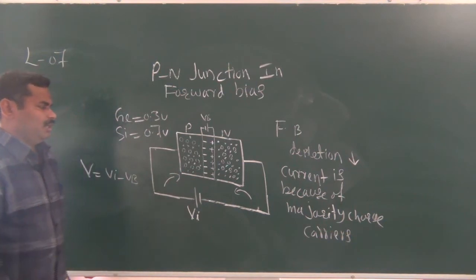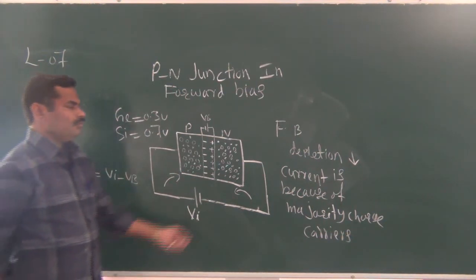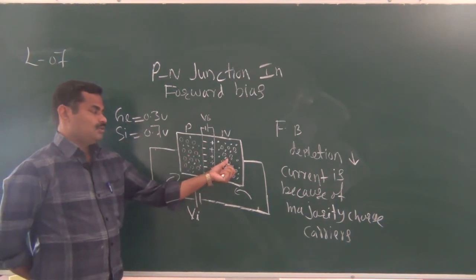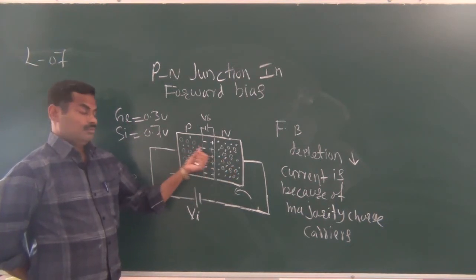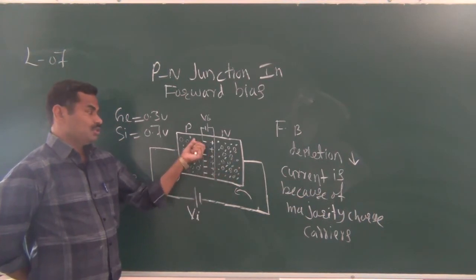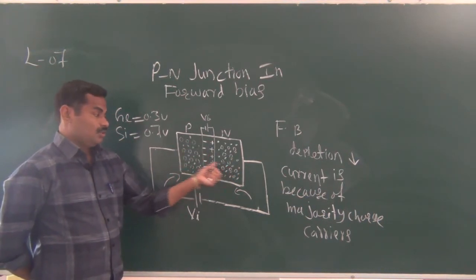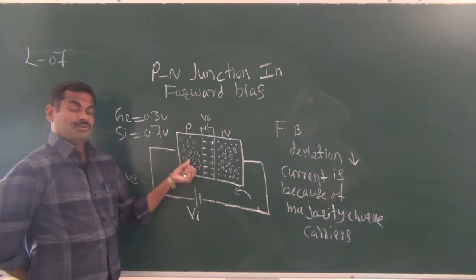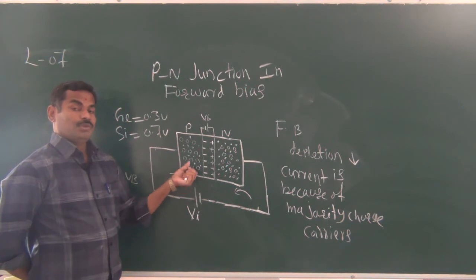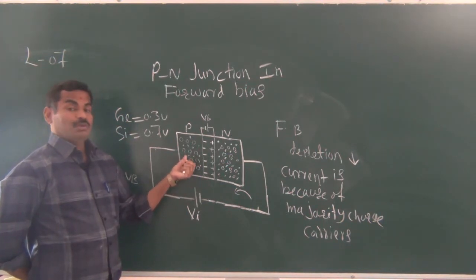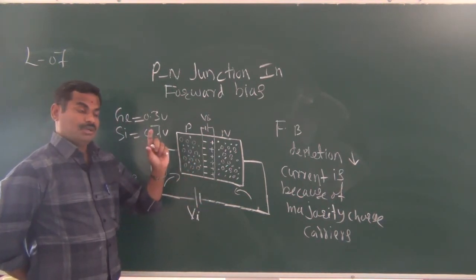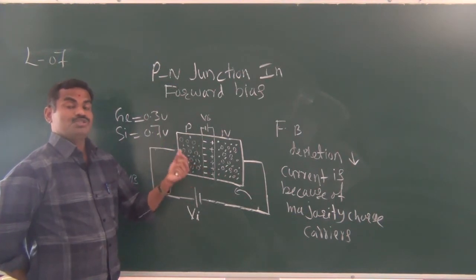Actually, to go deeper, one simple thing is that whenever these electrons move towards the P side, they will recombine with the holes on the P side. Whenever the electron recombines, it will generate some energy. Because of the electron-hole recombination, they give some energy.